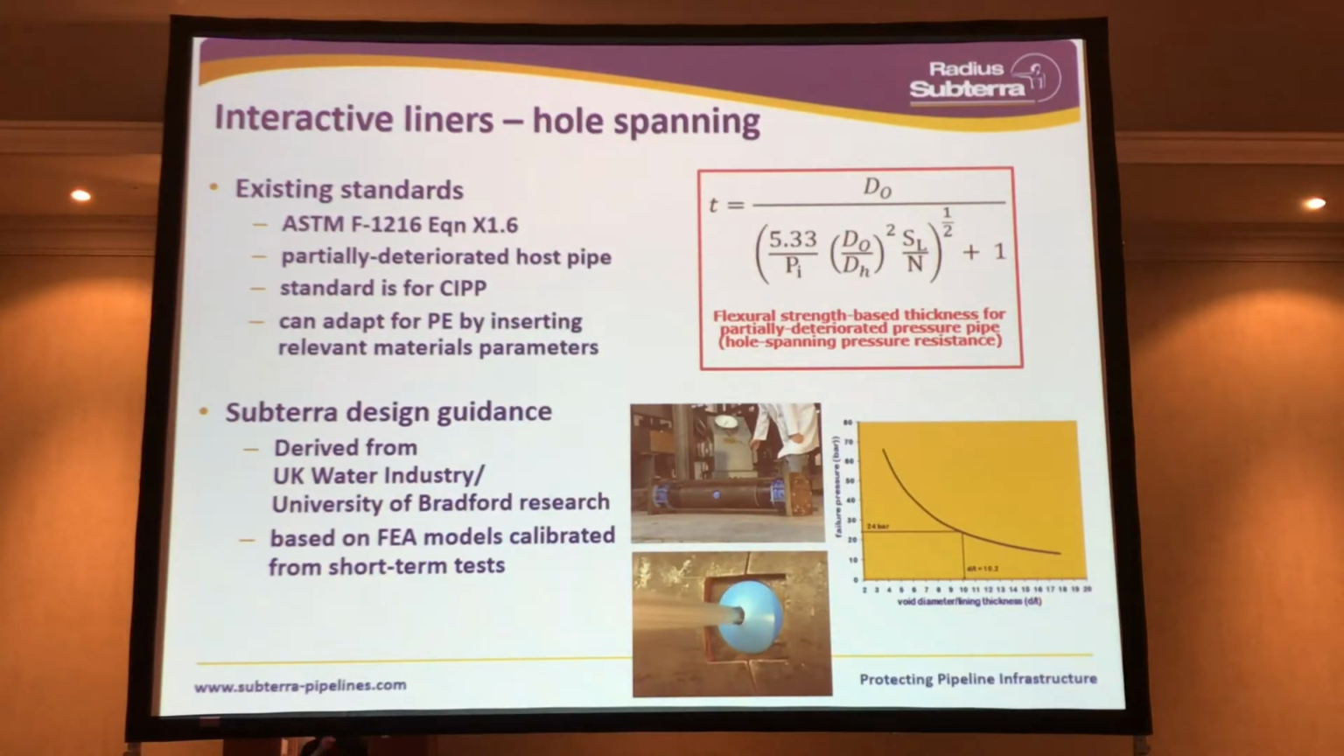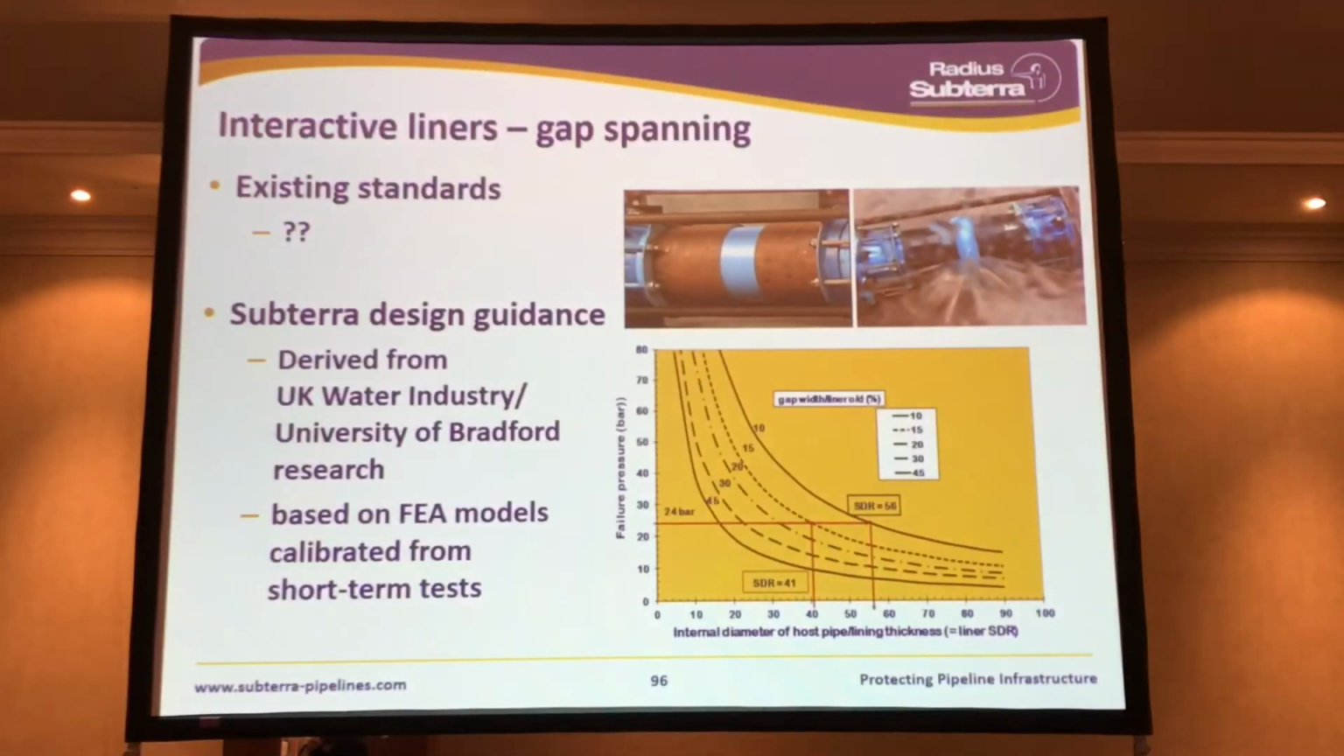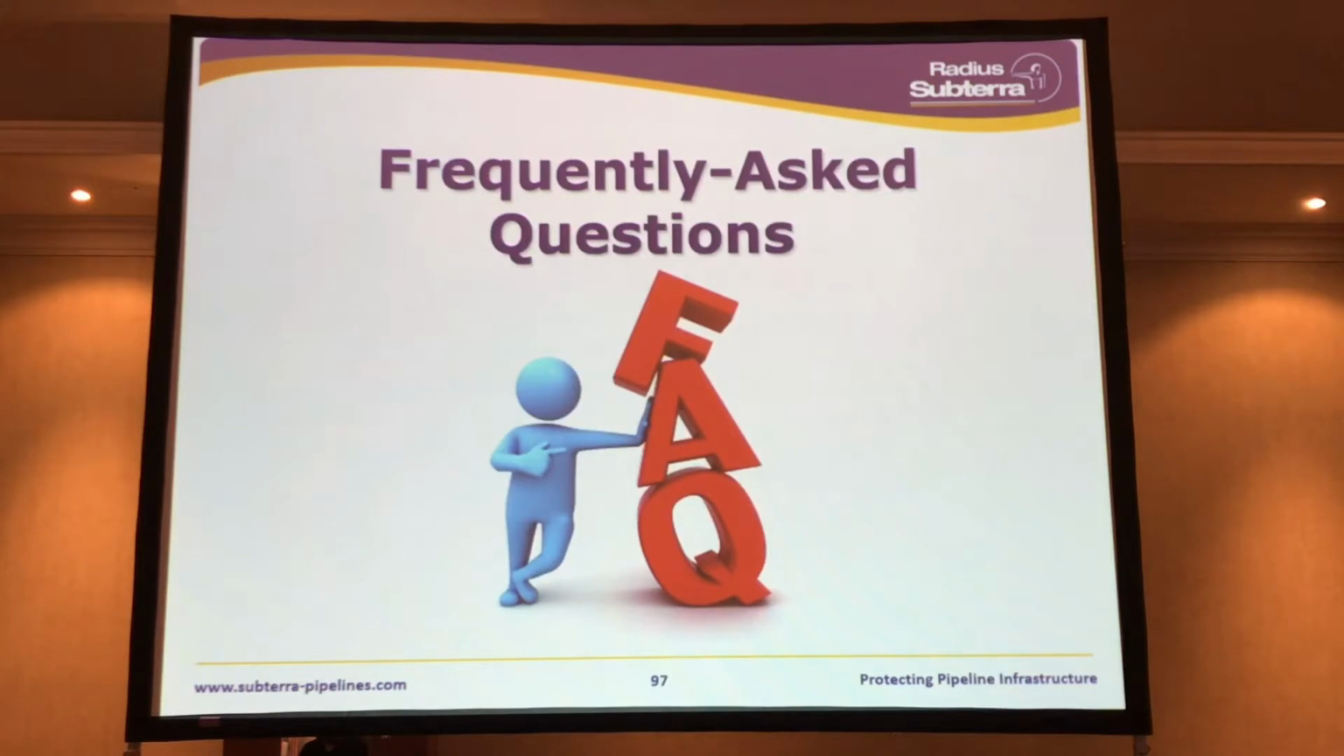For interactive liners, there is a question of hole and gap spanning. Again, here ASTM helps us with F1216. That's got a formula in there that can be adapted for polyethylene. Again, Subterra has used some research that was carried out by the University of Bradford for the UK water industry, and that appears in the design manuals for the Subline group of products. For gap spanning, I'm not aware of there being a national standard for this, but again, Subterra has this design procedure available in its design manual.